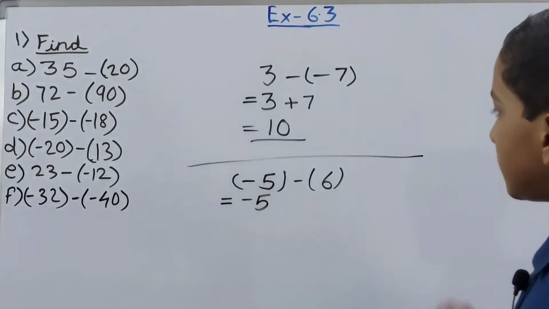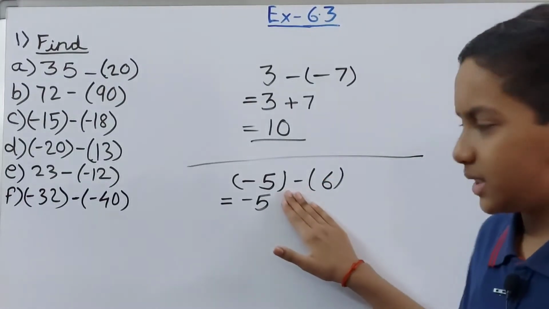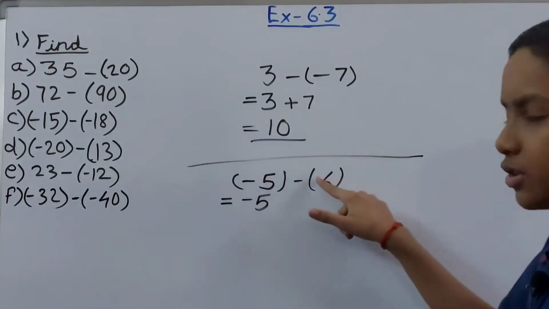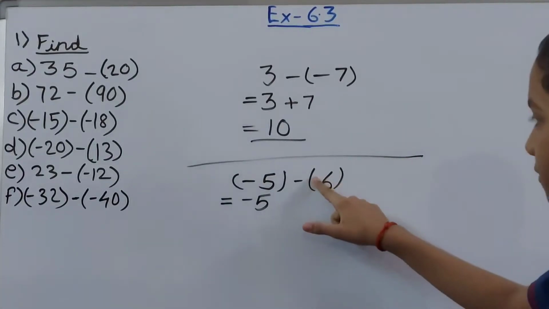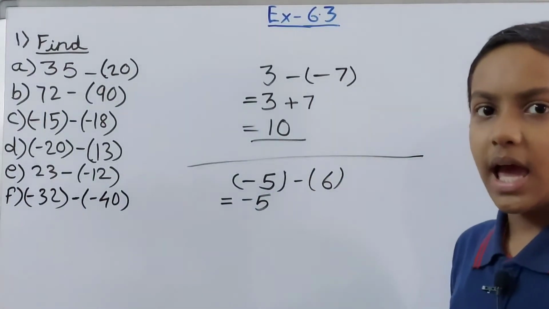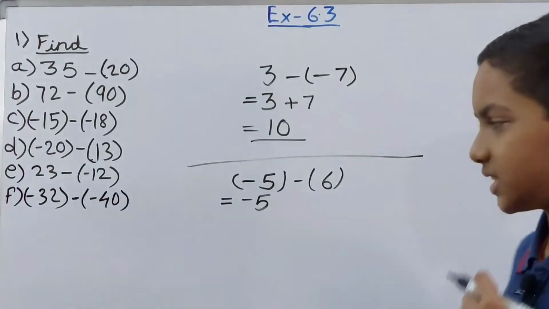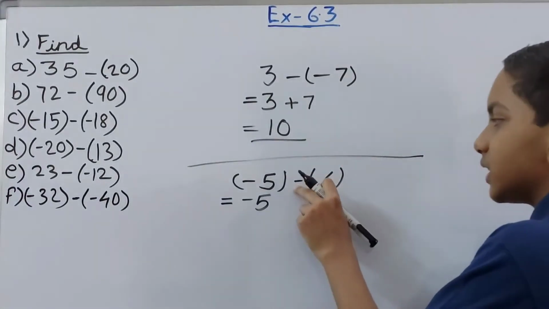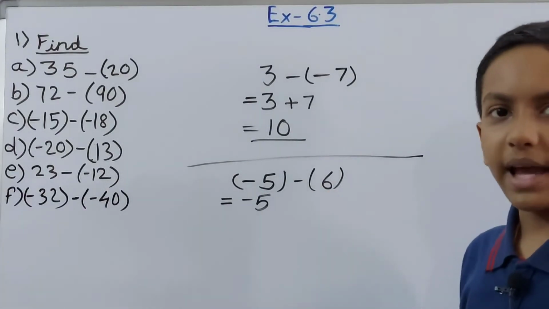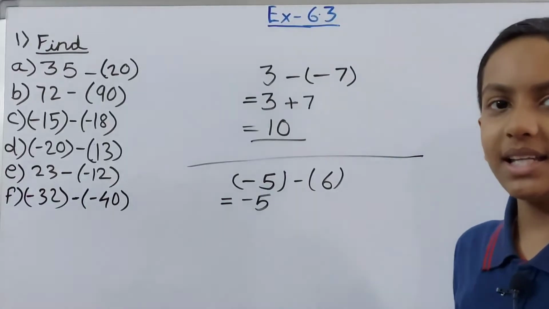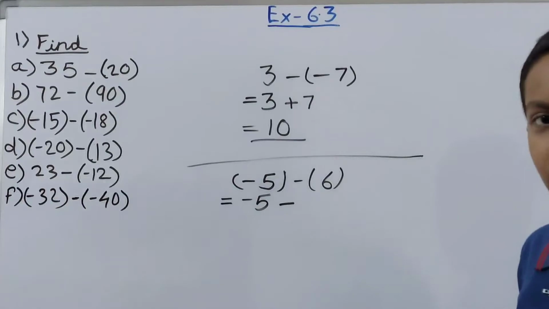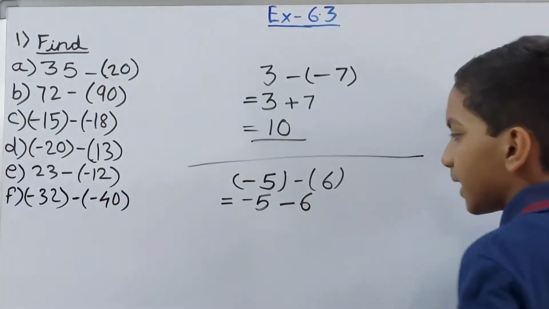And now friends, as you can see over here, this is a minus sign given to us and this is 6 in brackets. That means no sign is written in front of 6. That means 6 is a positive number and positive numbers have a plus sign. So in case whenever you get a minus sign and a plus sign together, minus plus will make a minus sign. So minus plus will stay minus only, okay? And now we will write the second number, that is 6.